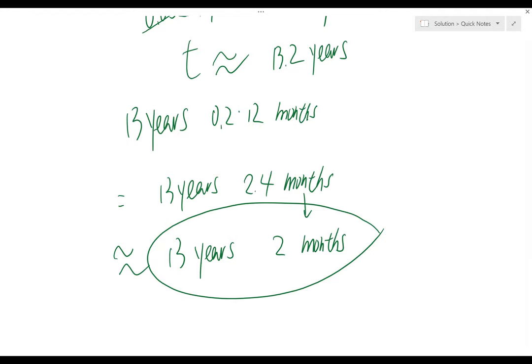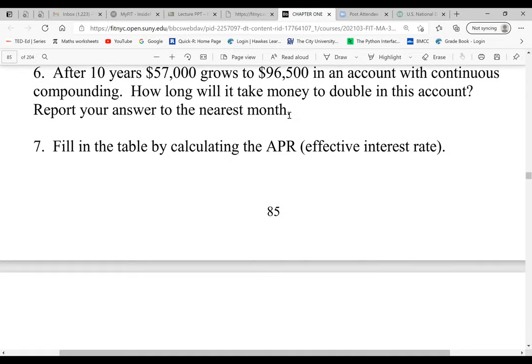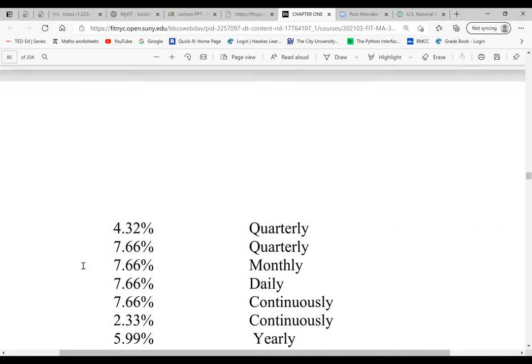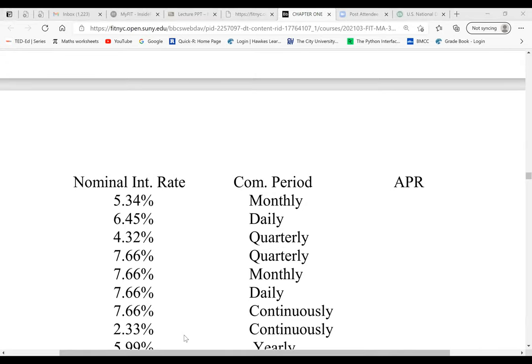Yeah, so let's continue our lecture. The next question is about the APR. Let's look at how we deal with the APR. APR is the effective interest rate. So let's go back to the PowerPoint.